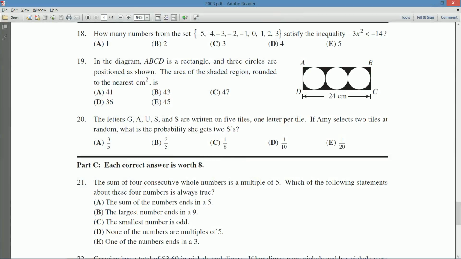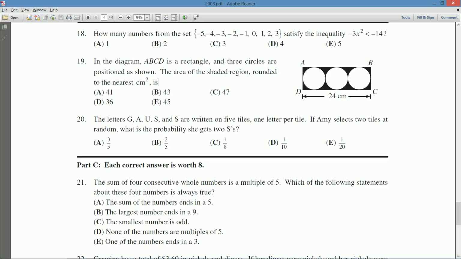So already I'm thinking I'm probably going to need my calculator for this one. Rounded to the nearest centimeter is usually a messy calculation sort of thing. And then we have some possibilities here, all of them hovering around the 40s. Okay. So, what can we do here?